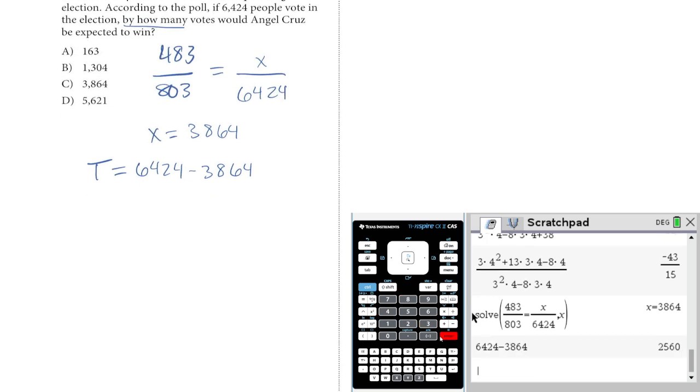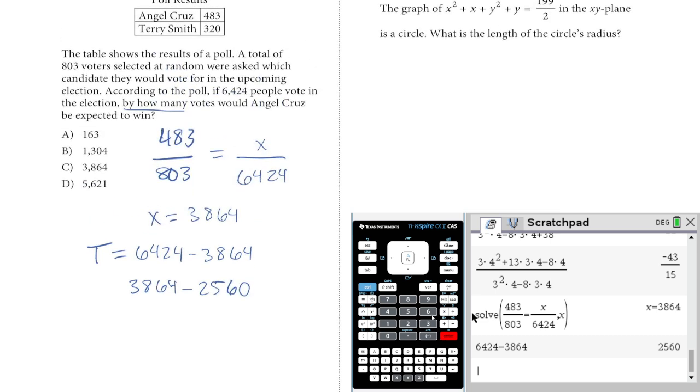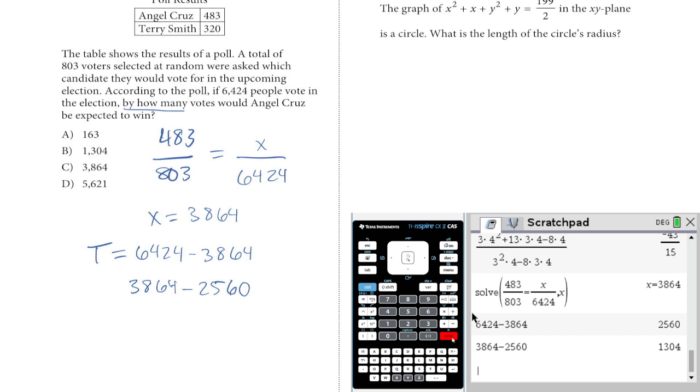So Terry won 2,506, so I could now do 3,864 minus 2,560. I think I said 2,506. And so again, just doing regular calculator stuff. 3,864 minus 2,560, so 1,304. So the answer is B.